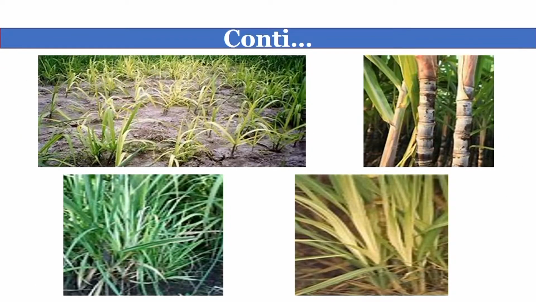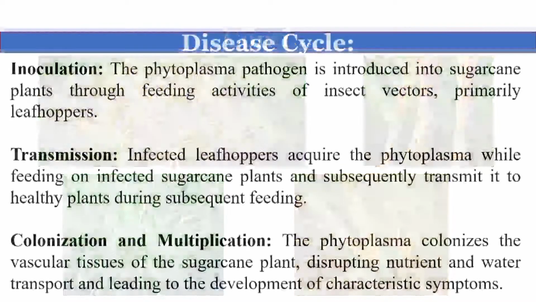And you can see here in the photographs how the internode size is reduced, as well as the grassy appearance of the sugarcane. So it is a complete loss, you can say, of the sugarcane yield and production. It affects the production as well.